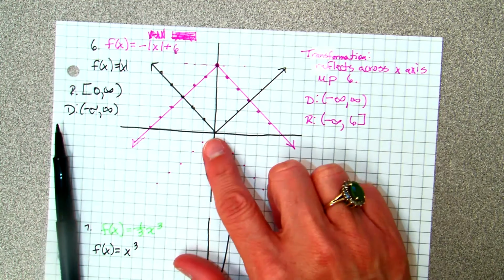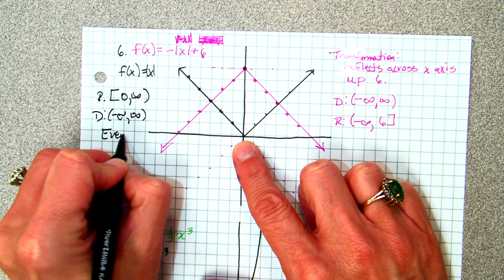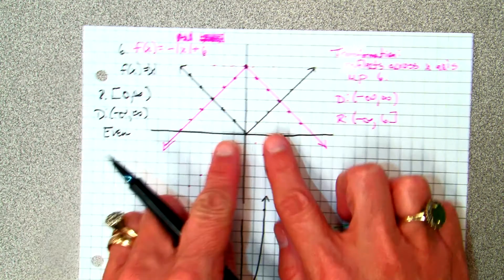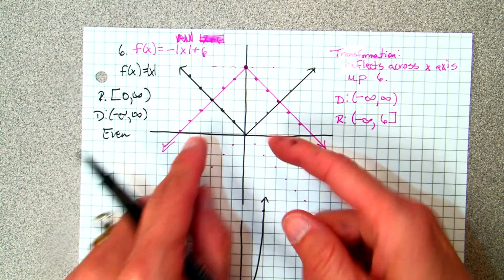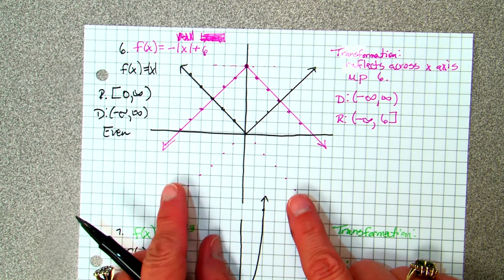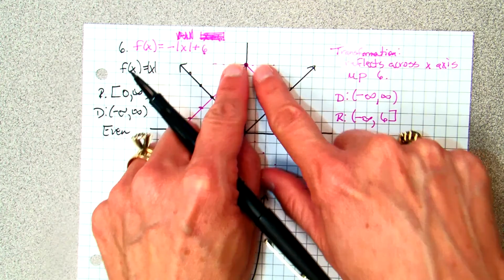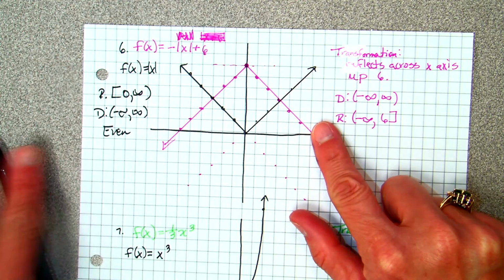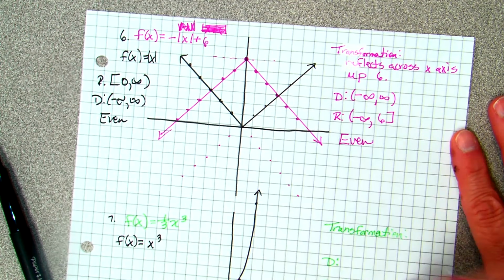Now, the original absolute value is an even function. Remember, an even function is symmetric about the y-axis. This one is symmetric about the y-axis. This one has reflected across the x-axis, did not come off the y-axis, so it's still an even function, shifted up 6. So this pink graph right here is still symmetrical to the y-axis. So the translated function is still an even function.